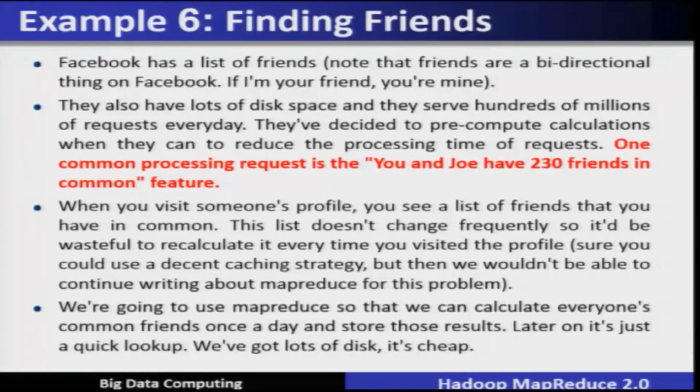Example number 6 is finding the common friends. This kind of finding friends is very common in social networks like Facebook. Facebook has a list of friends, and we want to find the list of common friends in the social network. This operation is quite common when you visit someone's profile and see the list of friends that you have in common. This list does not change frequently, but it has to be calculated at regular intervals.